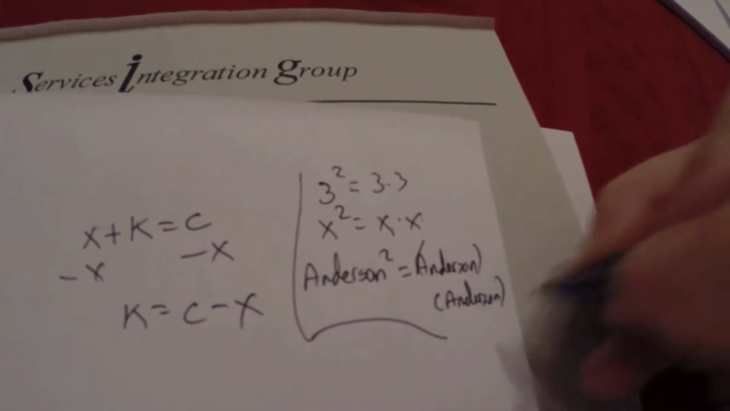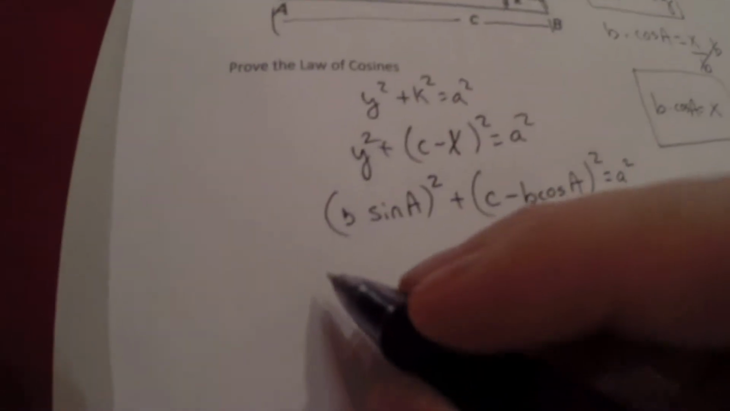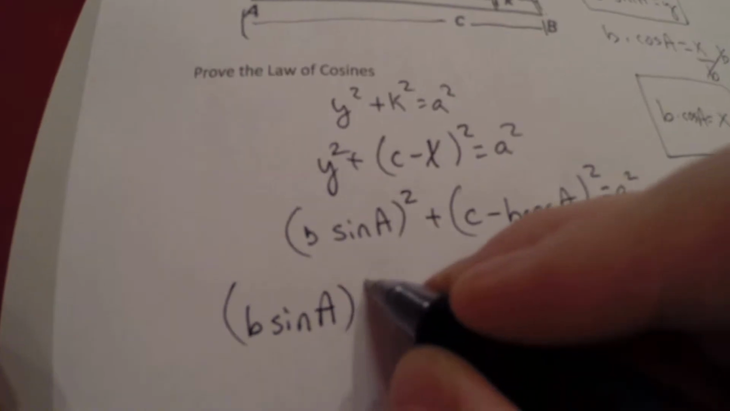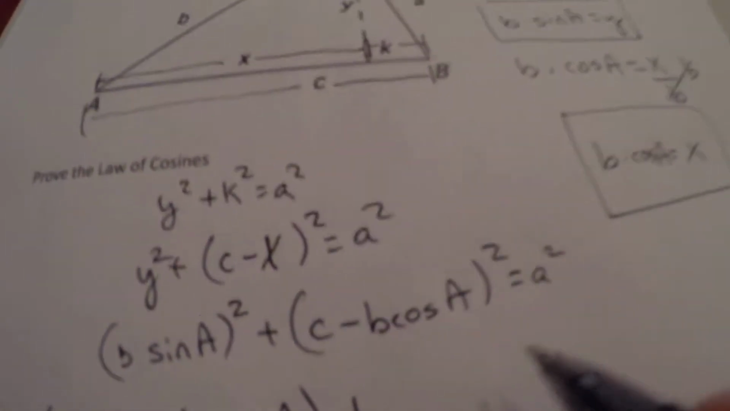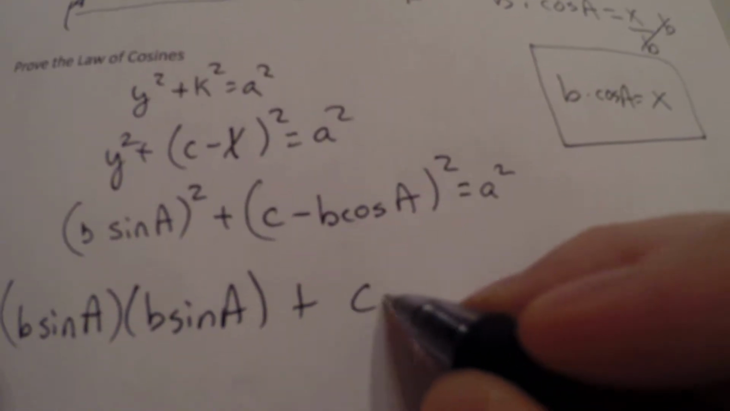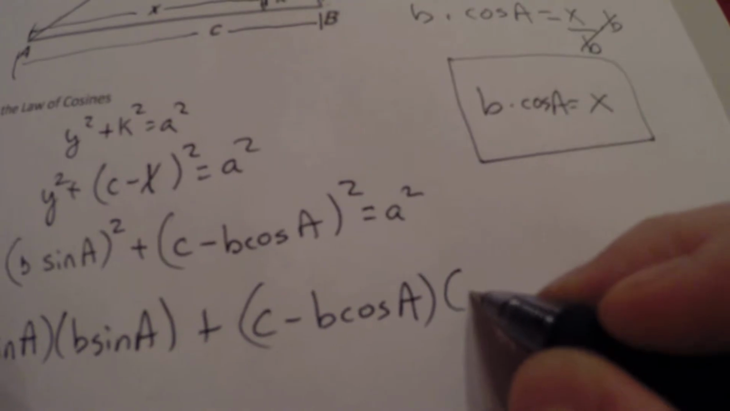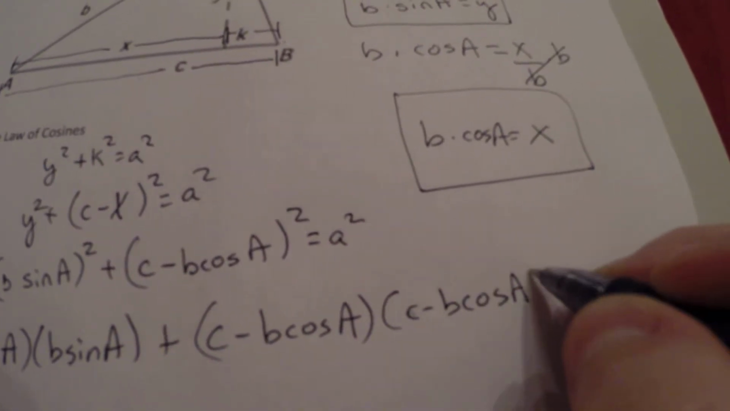Anderson times Anderson. Okay, so then b sine a squared is nothing more than b sine a times b sine a. And c minus b cosine a squared is nothing more than c minus b cosine a times c minus b cosine a. Fantastic.